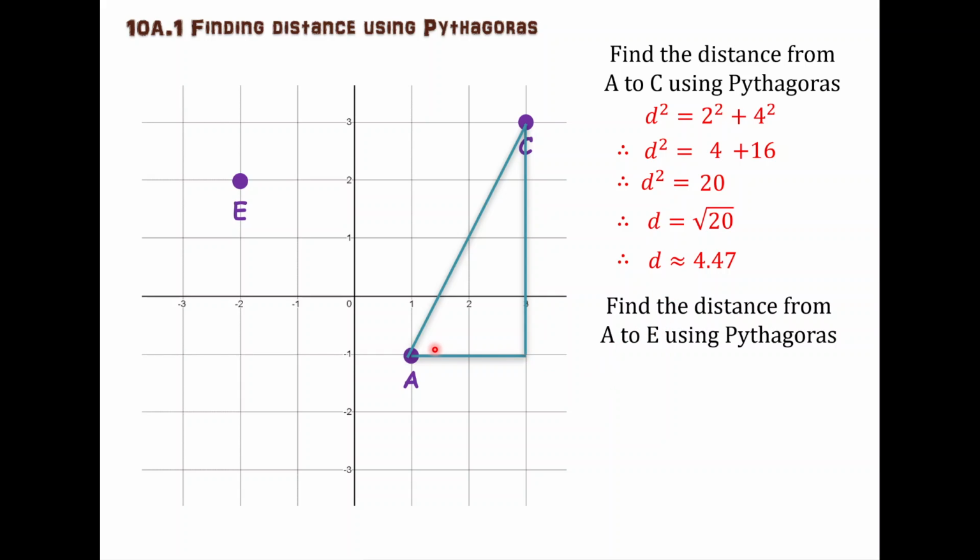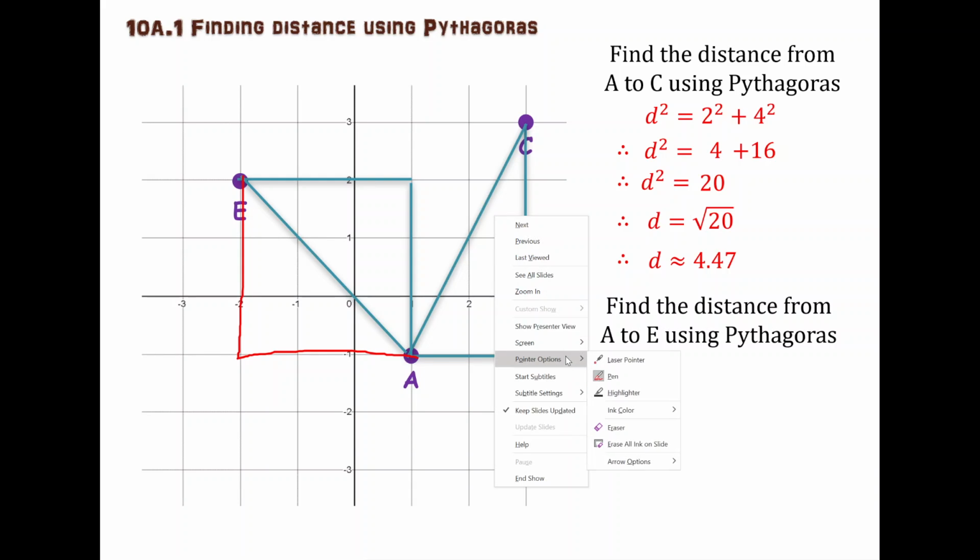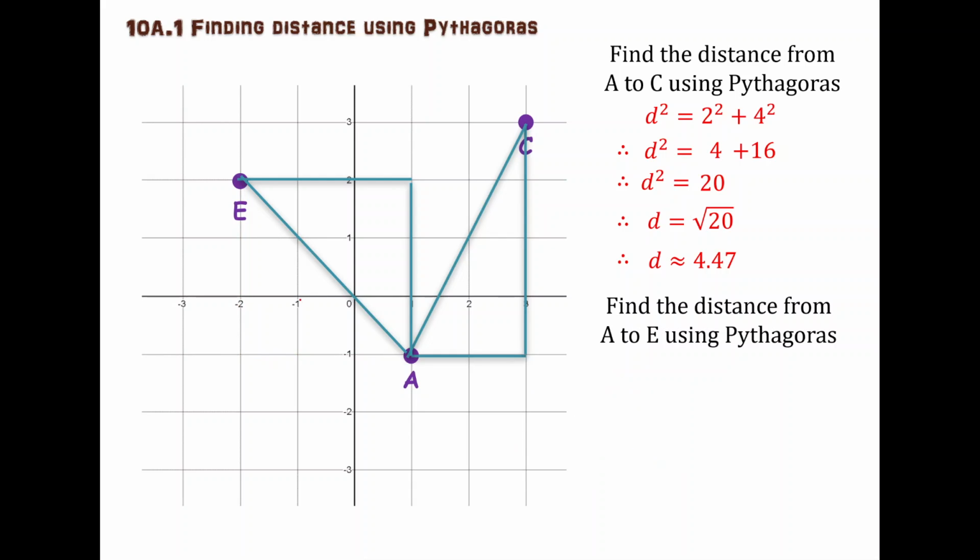We can do the same thing to find the distance from A to E. So from A to E, the distance horizontally is 3 and vertically is 3. We can draw the line between them. I could have put these lines underneath and drawn a triangle that looks a little bit like this. So I could have gone 3 across this way and 3 across that way. You'll get exactly the same answer. It doesn't matter if your triangle is above or below.